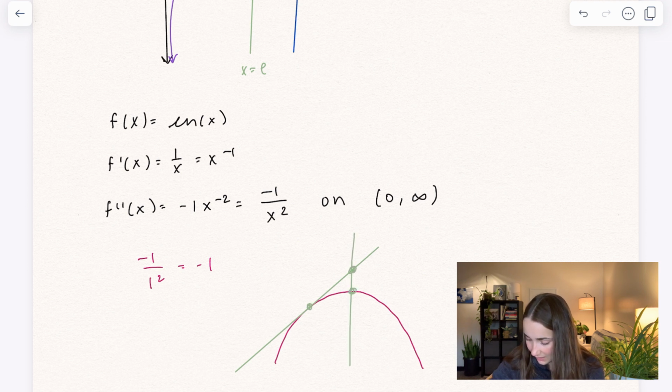And that's because this right here is our actual value. This right here is the estimation. So if you don't remember what natural log looks like, you can just find the concavity of the function.